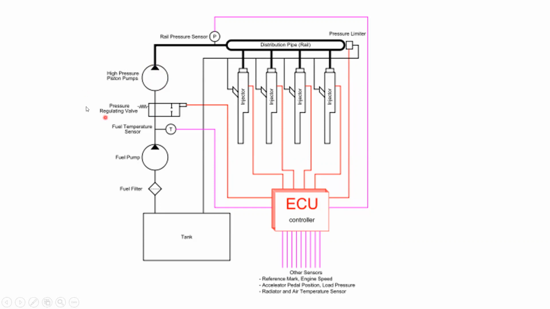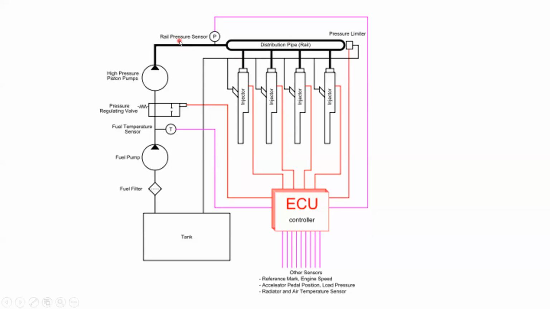It's quite difficult to obtain something like 30,000 psi pressure from an electric pump. That's why they use a high pressure mechanical pump to deliver very high pressures up to the distribution rail, right? This is known as the common rail. The reason for calling this the common rail is this one, right?